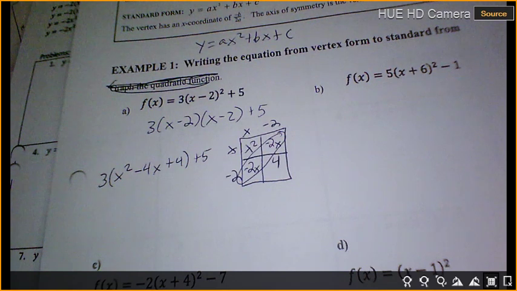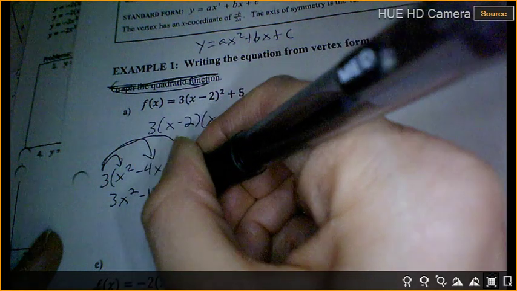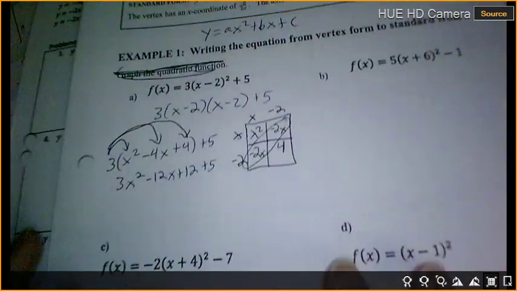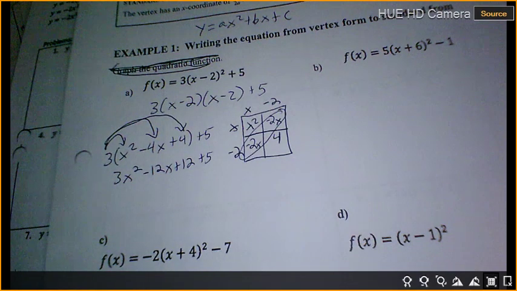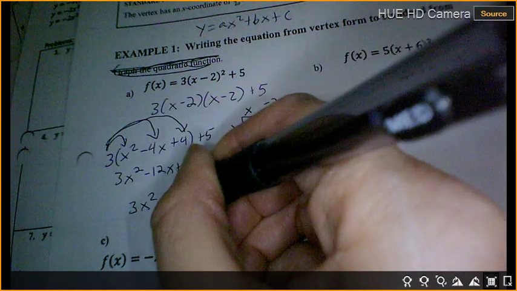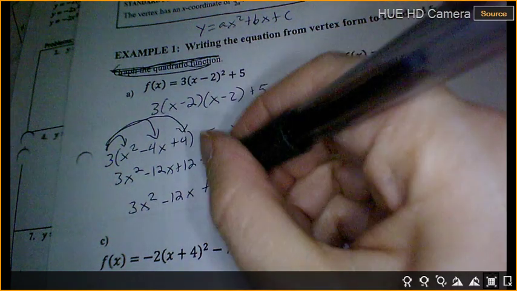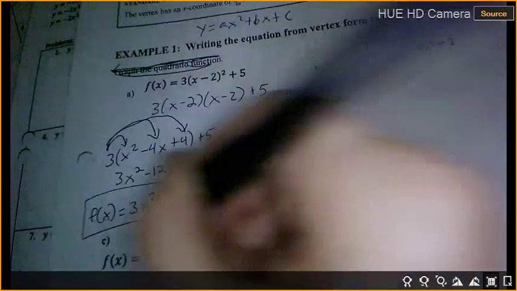Okay. Now what I'm going to do is I'm going to distribute that 3. Okay. And I'm left with 3x squared minus 12x plus 12 plus 5. And 12 plus 5, 12, 13, 14, 15, 16, 17. I end up with 3x squared minus 12x plus 17, right? Now that is f of x equals this. That is in standard form.